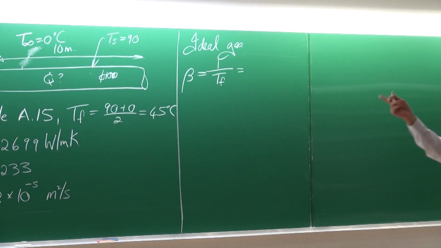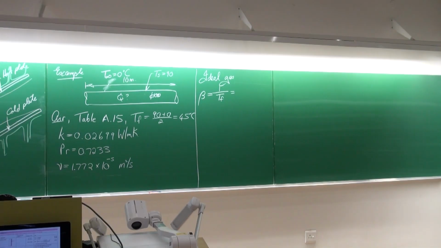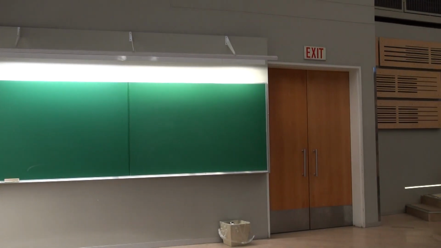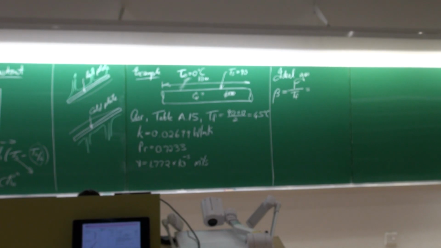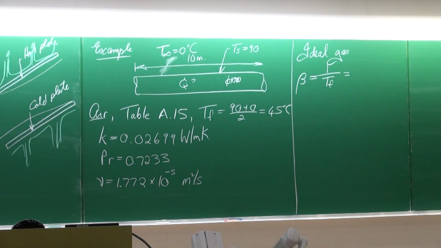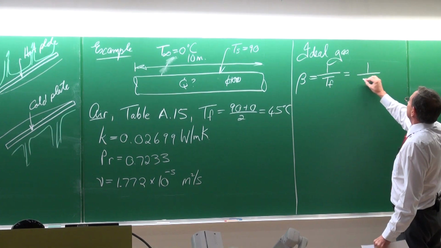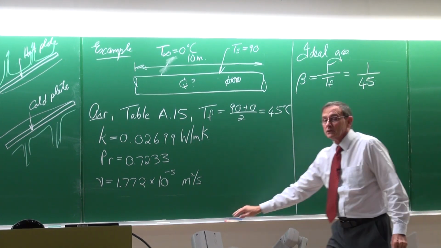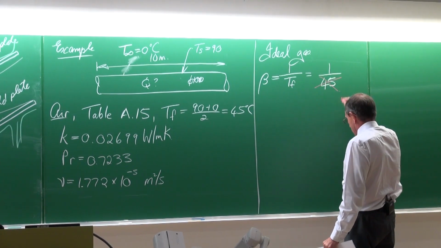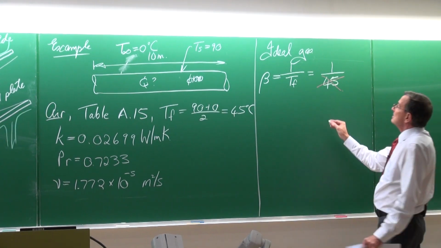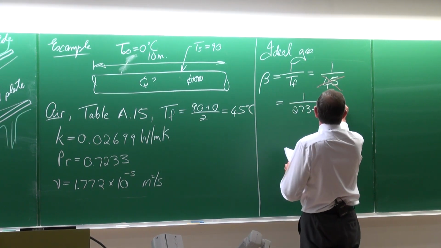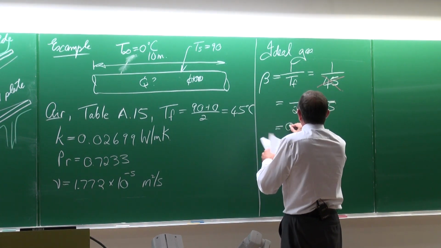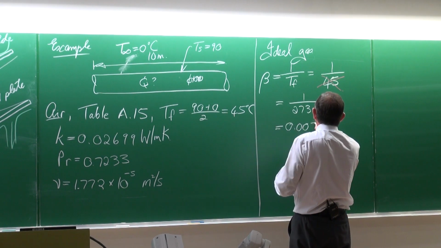Okay, so help me in terms of what is TF, how are we going to calculate that? Which value should we use for TF then? 45. You all agree? 1 divided by 45. We have to be careful. It should be in Kelvin. So it is equal to 1 divided by 273 plus 45, and it is equal to 0.003145.